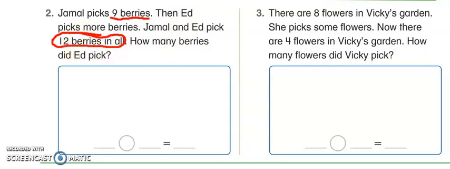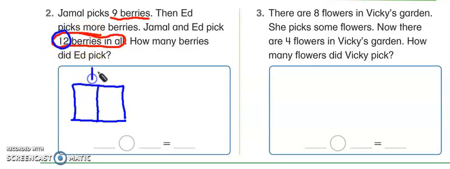So something that I like to do is to draw my box. So I'm gonna do my part, and then whole. So this is my box, and I know that in all they picked 12 berries. That is the whole thing. So no matter how many berries Ed picked and Jamal's, I know that together in all they picked 12 berries. Now let's figure out what we know.